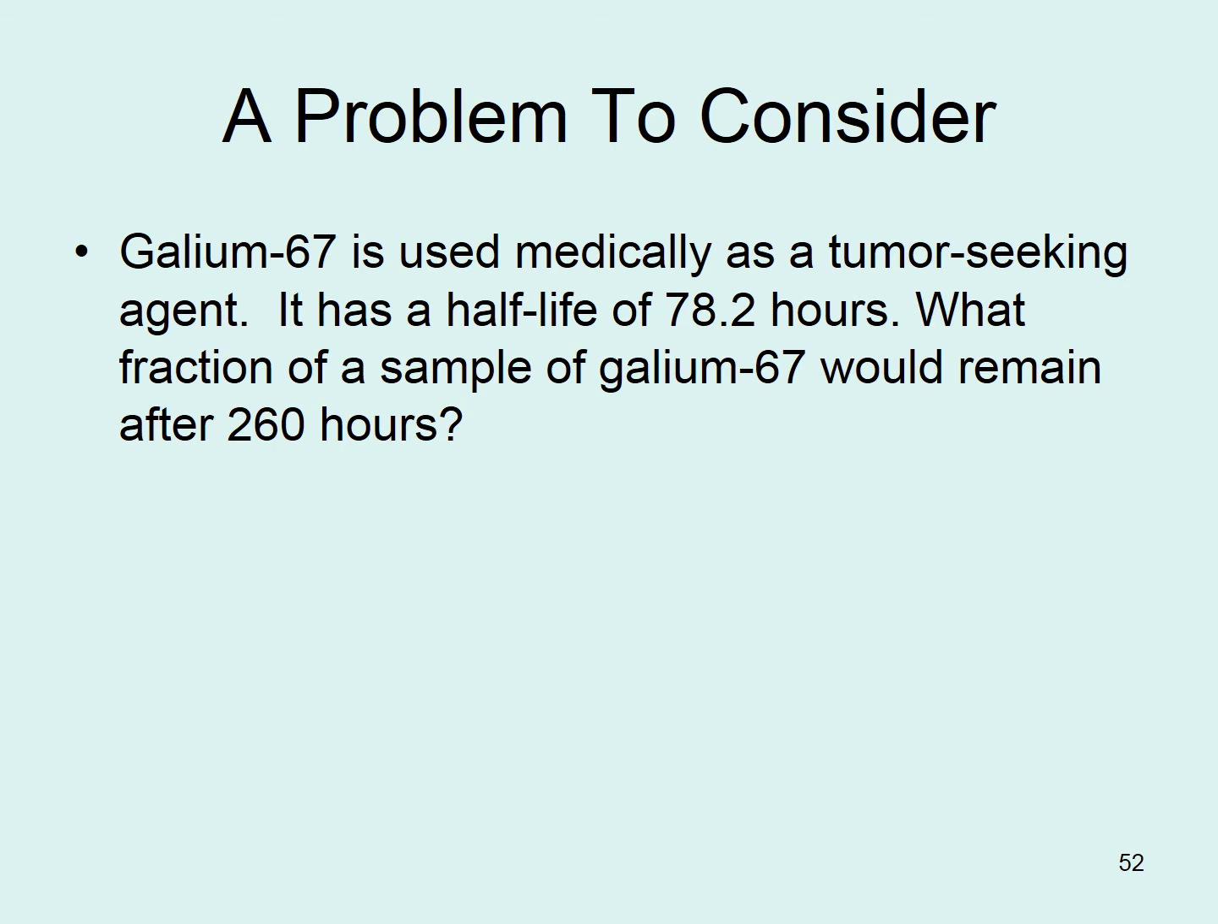Gallium-67 is used as a tumor-seeking agent. Its half-life is 78.2 hours. What fraction of the sample will remain after 260 hours? So our time, t, is 260 hours, and we're just looking for the ratio, so we don't know what the initial concentration is or the final, but all we want is the ratio. Now we do know the half-life, and so we can find k. So k is just equal to 0.693 over t1/2.